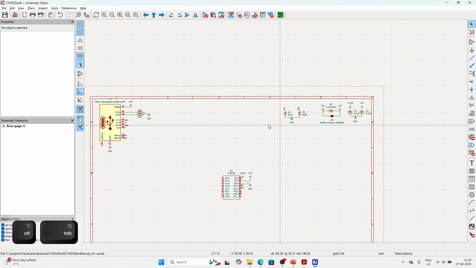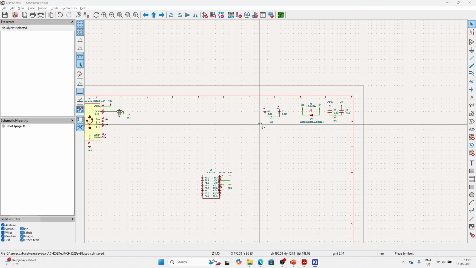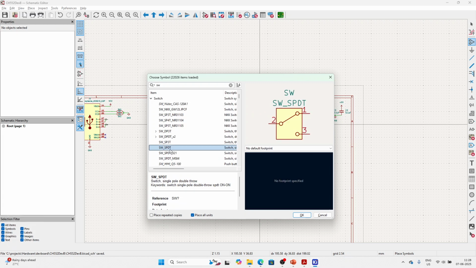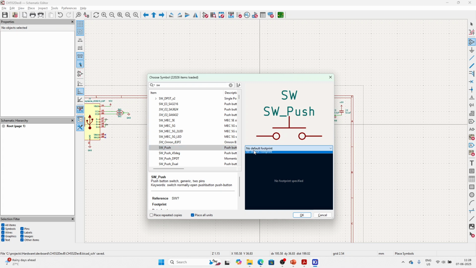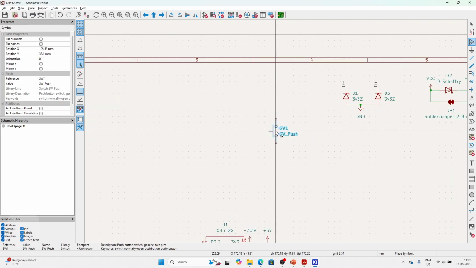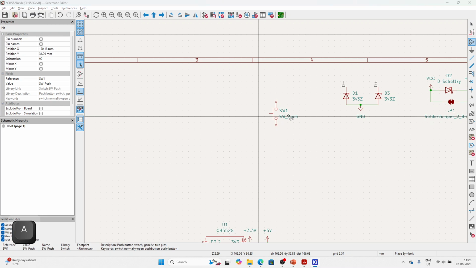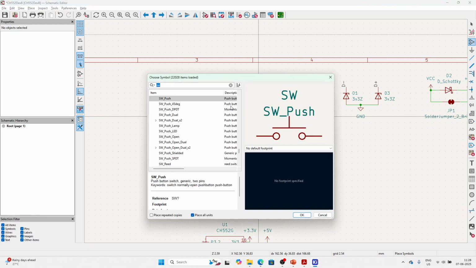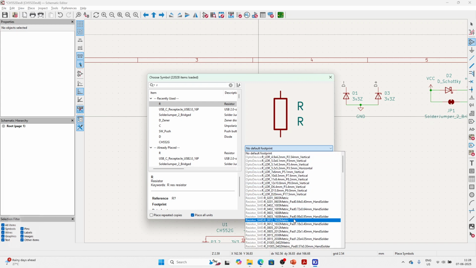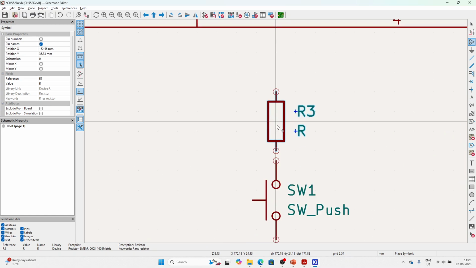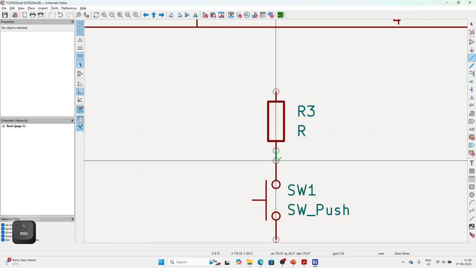So coming back here, let's say we want a switch. SPST, push switch. This is good, so we'll take this. We require a resistor. Resistor again 0603. I'm keeping some standards here. If you want, you can go with other form factors as well.